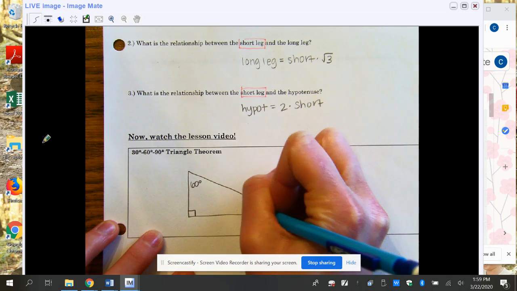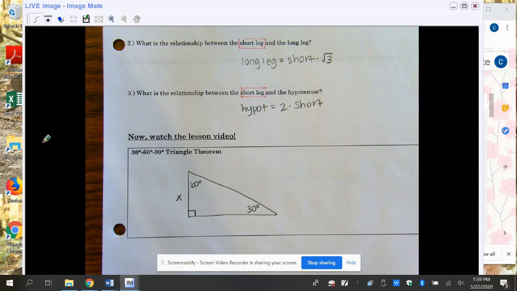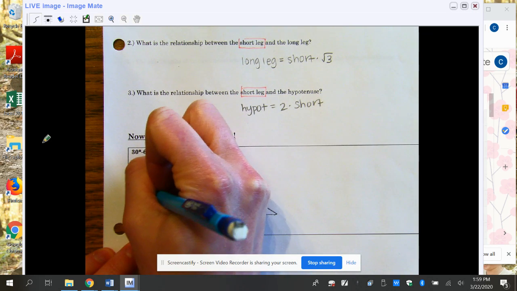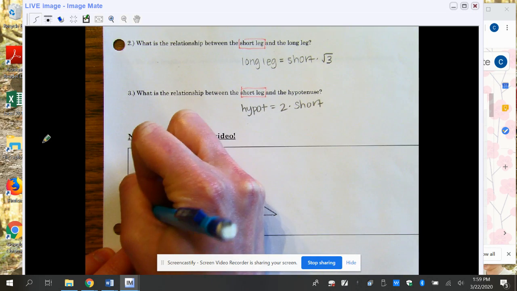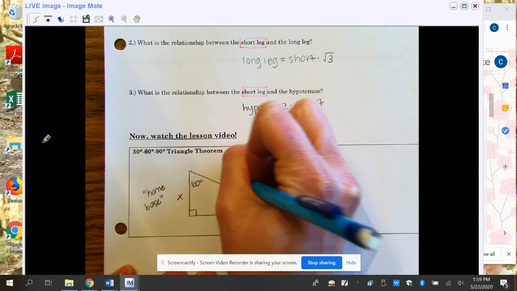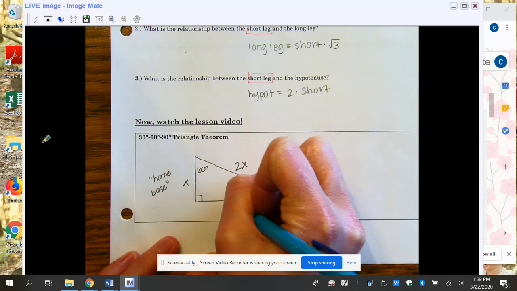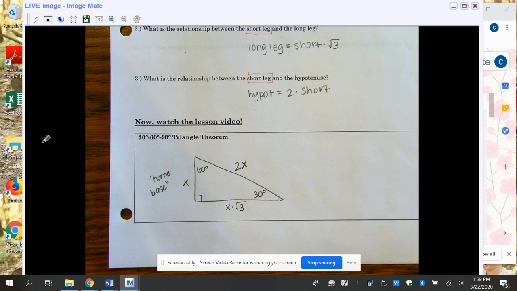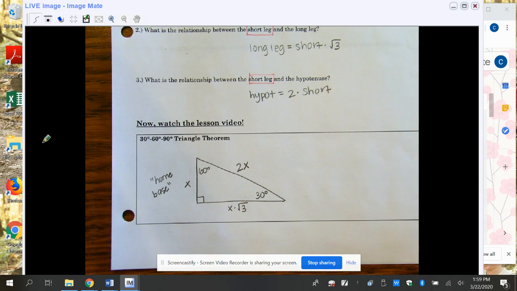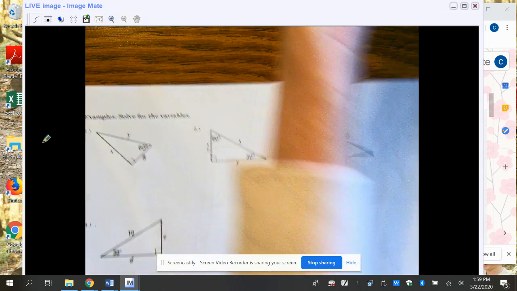So for 60 and 30, both of these again are related to the short leg. I call the short leg our home base. If you know that, you can really easily get the other two, so we're always going to be trying to find that short leg. Then the hypotenuse is going to be twice as long, and the long leg is going to be radical 3 times as long. And that always needs to be our simplified radical. All right, now we're going to do a bunch of different examples.